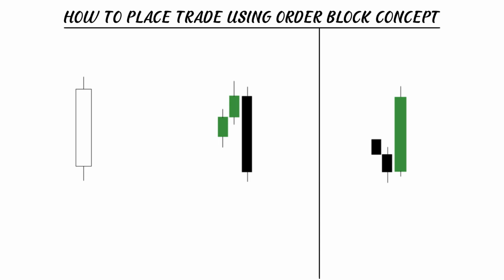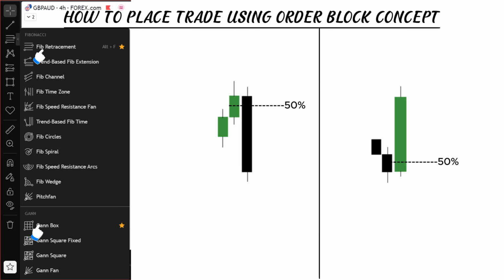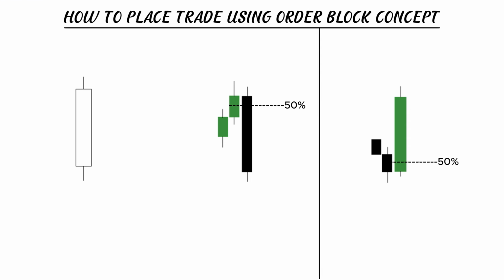Next place you can execute your order using an order block is the 50% of the order block. You can measure this using your Fibonacci or Gann box in your TradingView tools. This is where most of the orders have been triggered, so traders believe that this is a mitigation zone where all the possible orders have been taken.